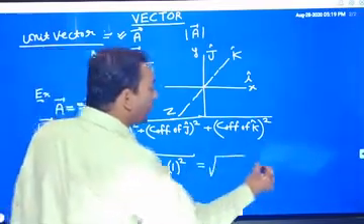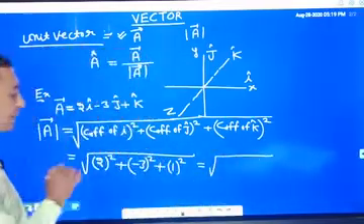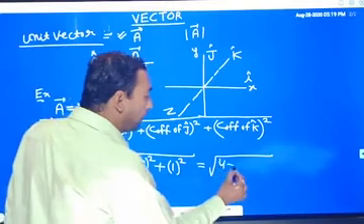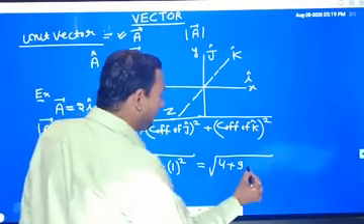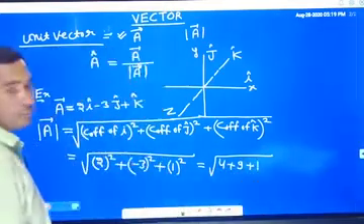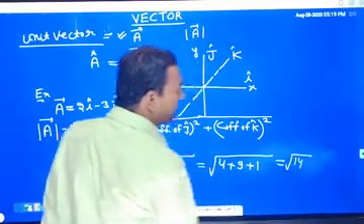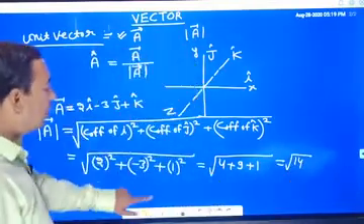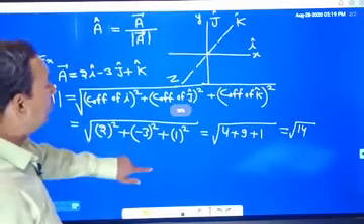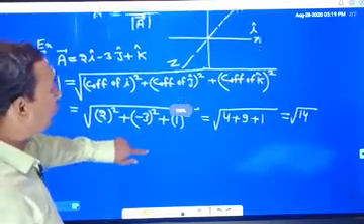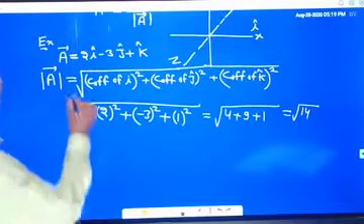Then how much is the magnitude of the vector? That is 4 plus 9 plus 1. It becomes the square root of 14. Then, what is a cap?